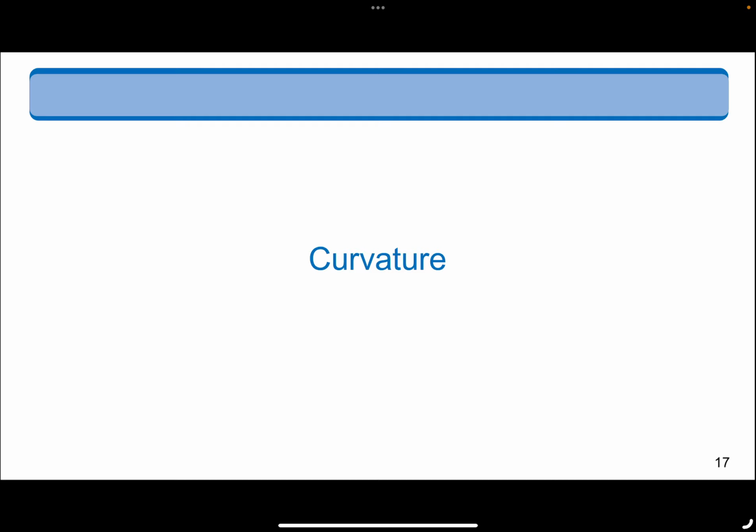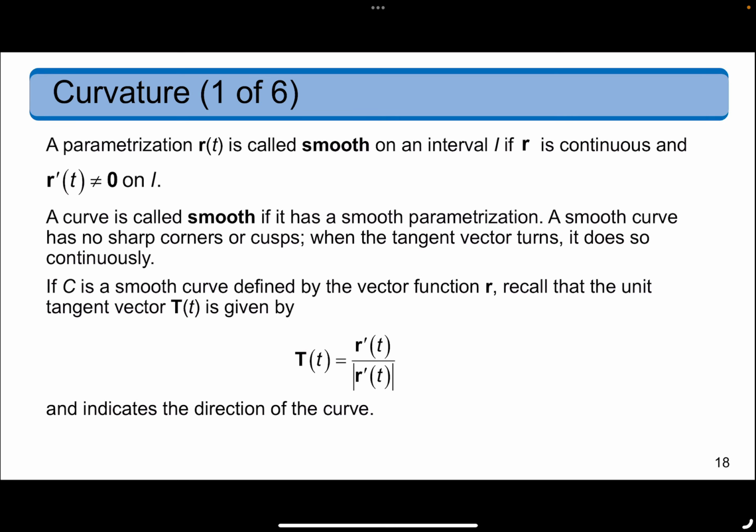Let's now have curvature, the measure of curvature for a given space curve. A parametrization r of t is called smooth on an interval I if r is both continuous and r prime of t is not equal to 0 on I. So it should be continuous and not all the derivatives are 0. A curve is called smooth if it has a smooth parametrization.